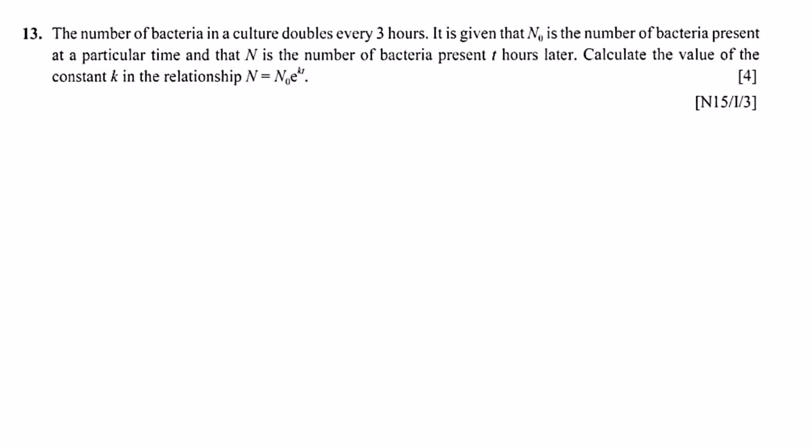In this particular question, it is a problem sum. We are told that the number of bacteria in a culture doubles every 3 hours. What does it mean? It means when t equals 0, supposing the number of bacteria is n, 3 hours later, meaning t equals 3, the number of bacteria will become 2n. And if t equals 6, another 3 hours later, it will be 4n, and so on and so forth. This is what it means.